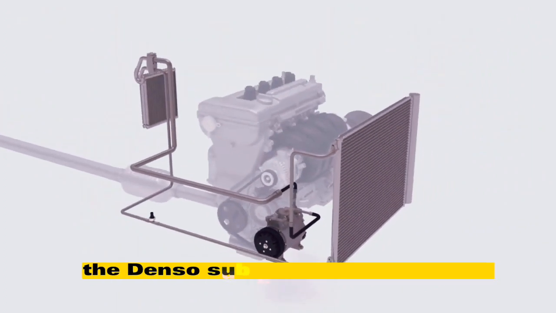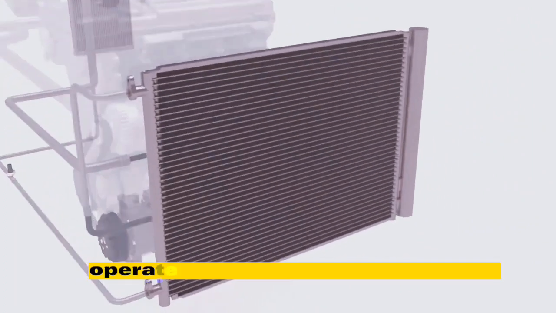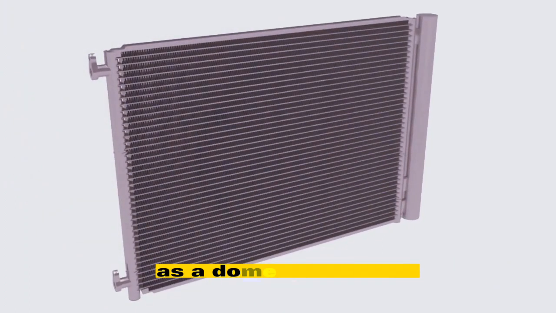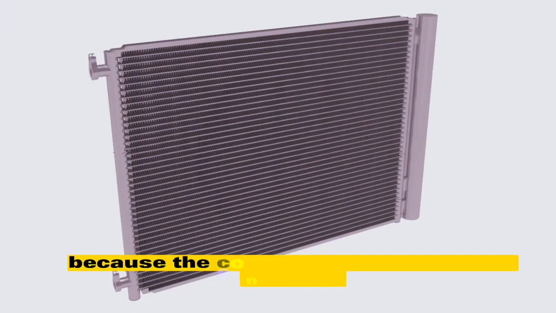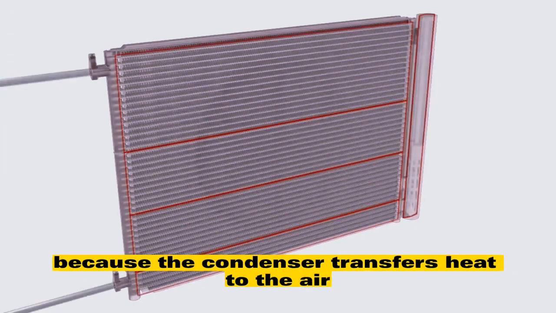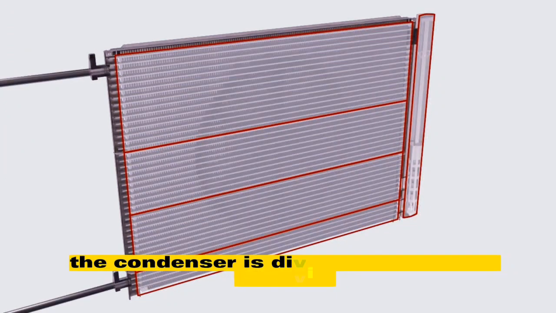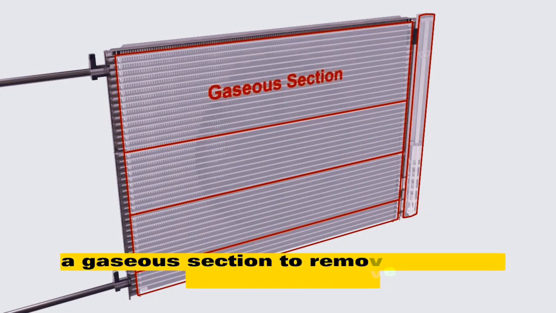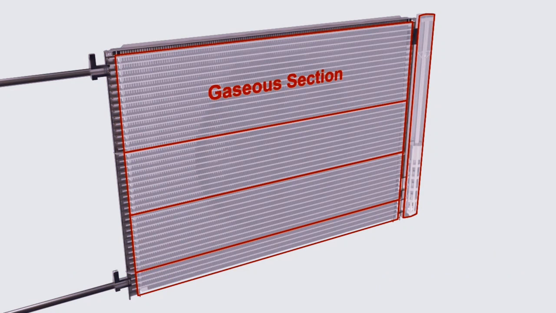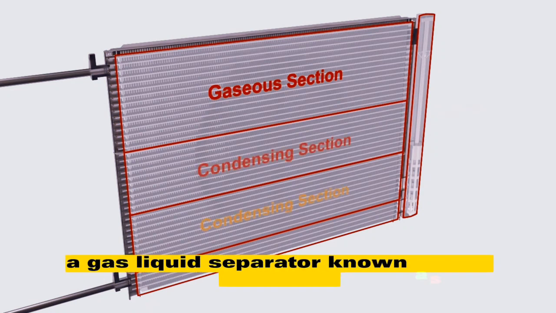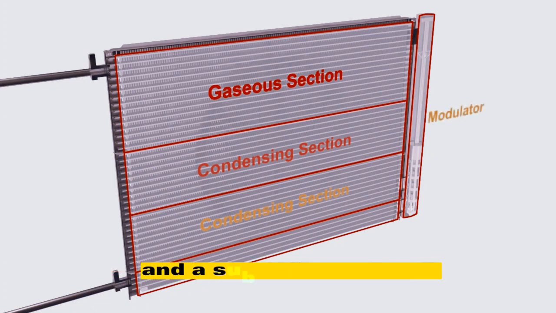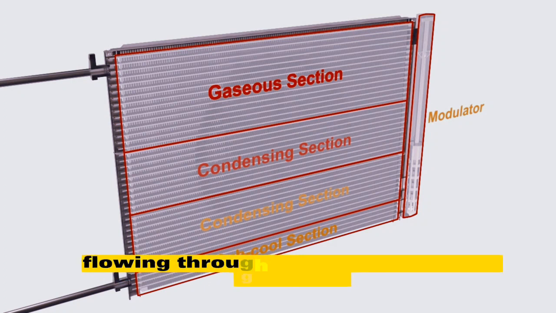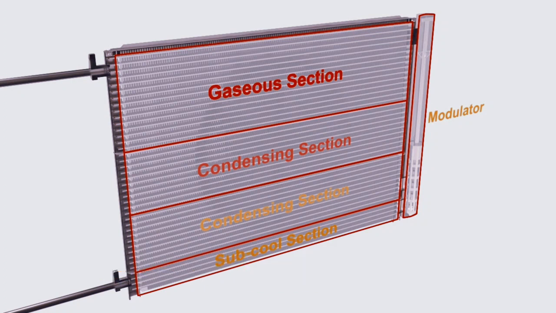The Denso subcool type condenser operates using the same principles as a domestic radiator, because the condenser transfers heat to the air. The condenser is divided into four main sections. A gaseous section, to remove the heat from the hot gas, a condensing section, a gas-liquid separator, known as the modulator, and a subcooling section, with the high-pressure refrigerant flowing through these four sections in that order.